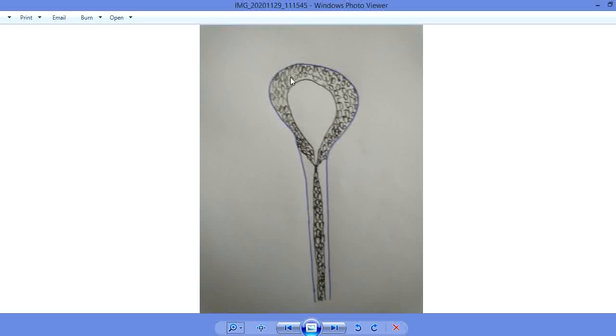The outer part of the brain consists of gray matter, and I have made some cell bodies over here. The gray matter consists mainly of cell bodies. It also consists of some dendrites, oligodendrocytes and supporting cells also. But the main part of the gray matter is made up of cell bodies.